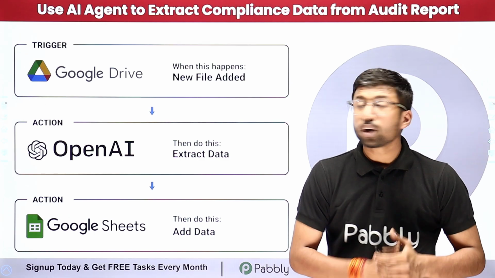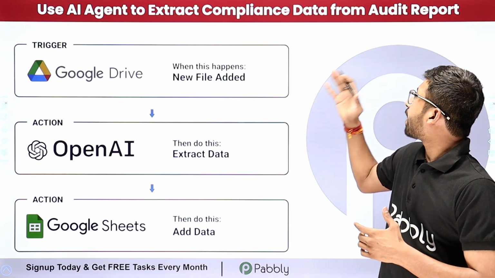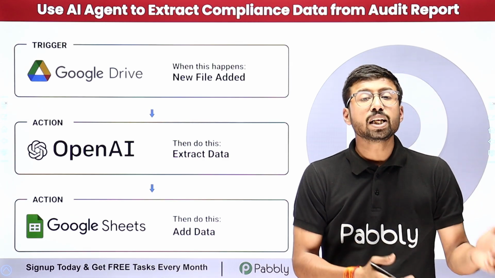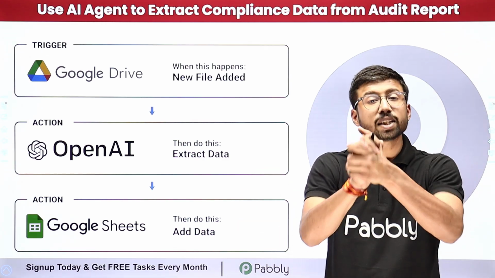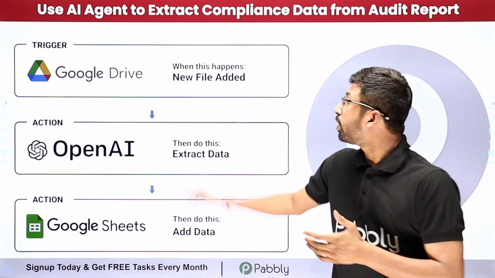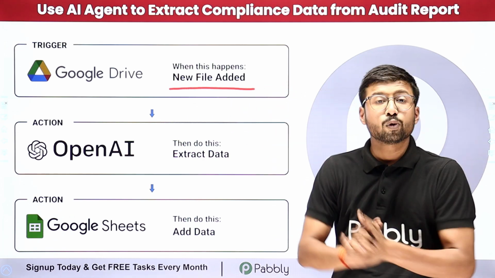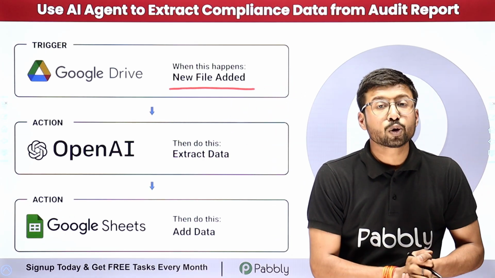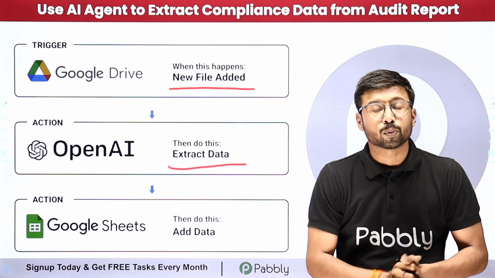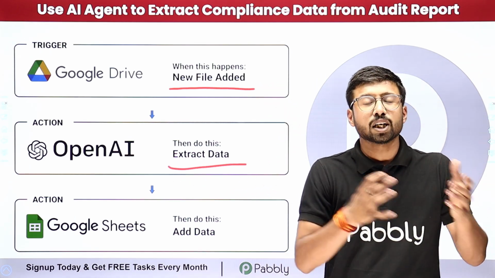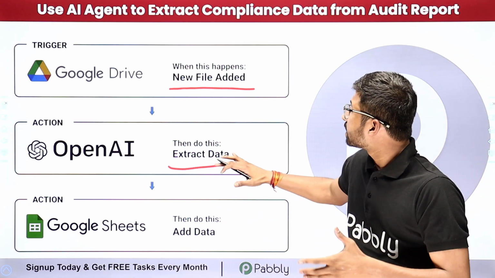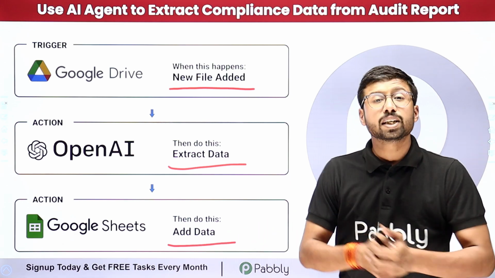So in this video, we are going to learn how to use an AI agent to extract compliance data from audit reports. If you are someone who deals with audit reports on a regular basis, this AI agent is for you. Using this AI agent, just by uploading the audit report into our Google Drive folder, you can send the same audit report to an AI platform like OpenAI and extract the compliance data from it. And after extracting the compliance data or any other kind of data from that PDF file of the audit report, you can add the same details in your Google spreadsheet as well.